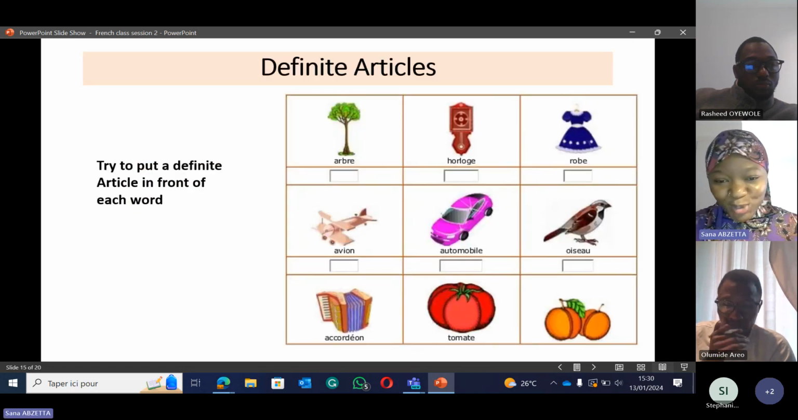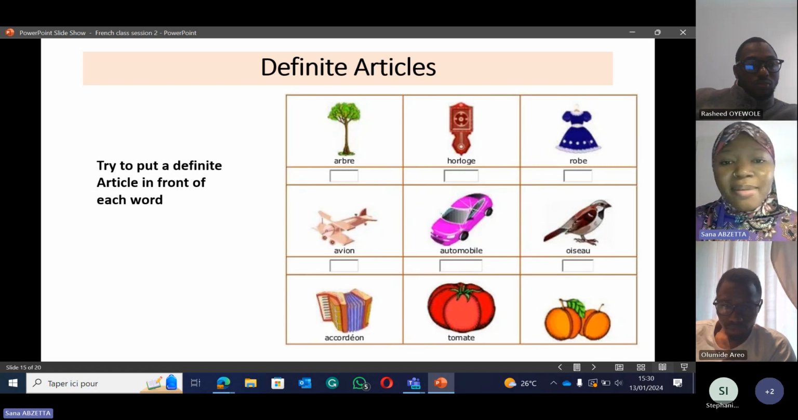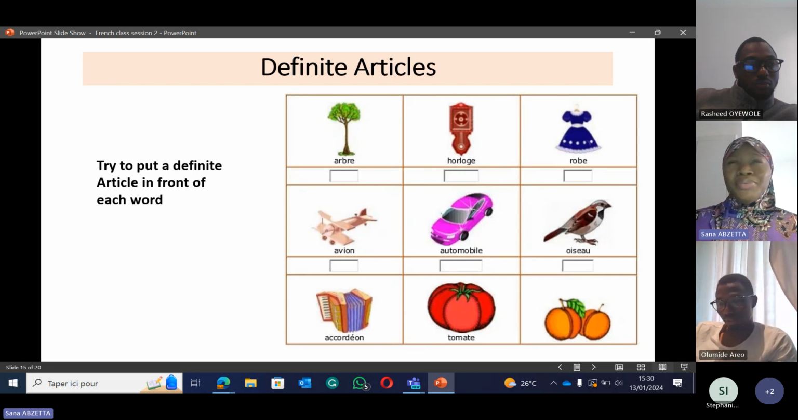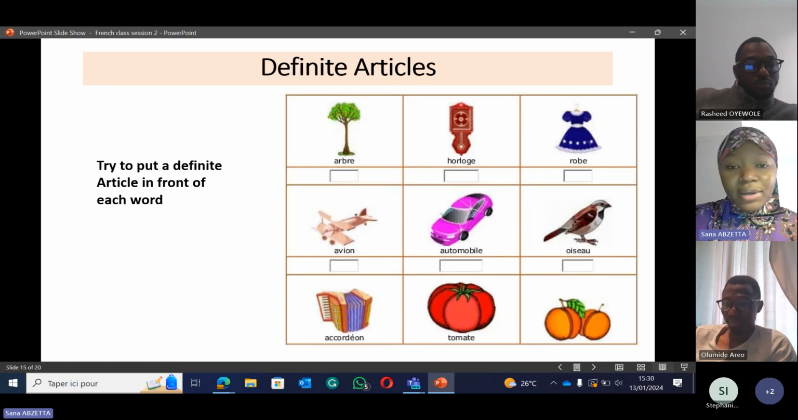So let's try to know here what is the right definite article. L'arbre: arbre is a feminine word, but it's not correct to say la arbre because you will have two A's following each other. So you have to retire the A from the la, and it will be just the L with an apostrophe, and you have l'arbre. Clear?